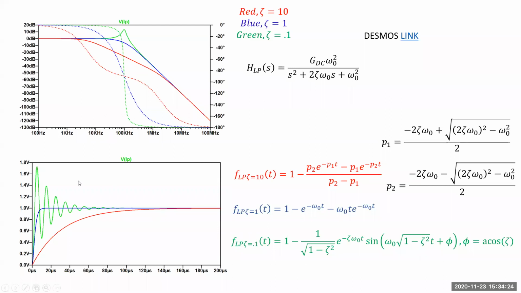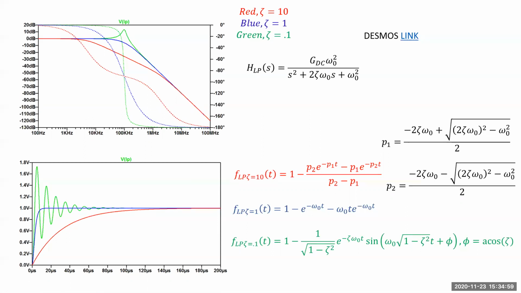Now, for a low pass filter with no gain, the red has a damping factor of 10. When you see this on an exam, see how the poles are really separated? It's easy to see that it's overdamped. And in this case, it's underdamped because at omega naught, the magnitude is even greater than 0.